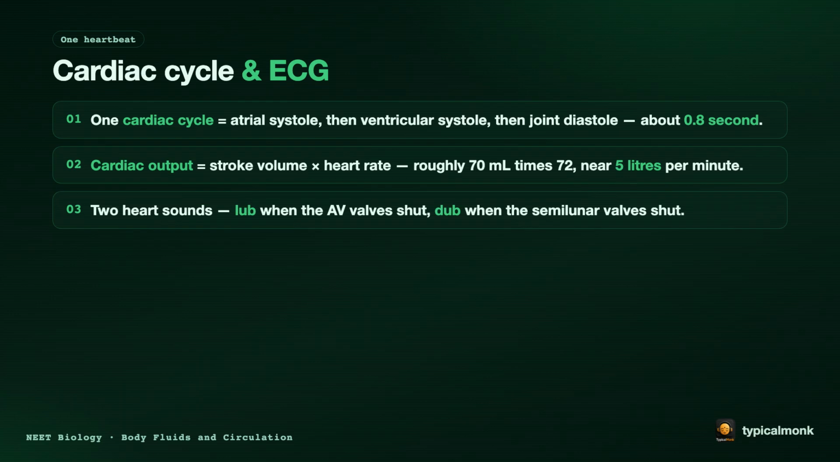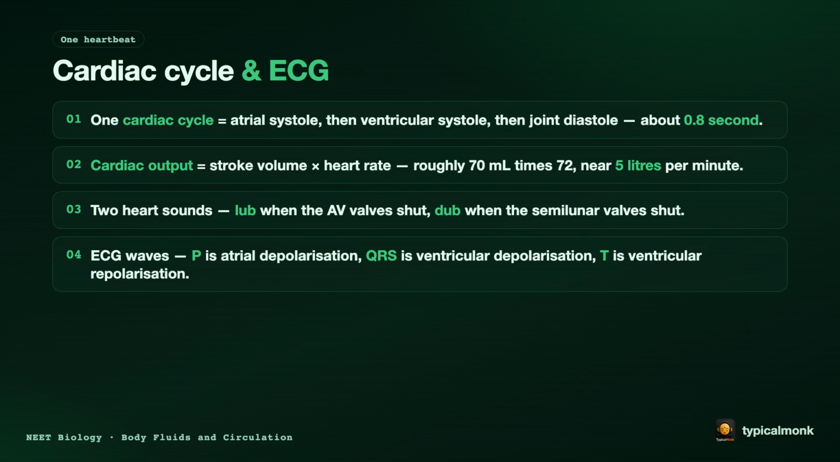2 heart sounds, lub when the AV valves shut and dub when the semilunar valves shut. The ECG waves, P is atrial depolarization, QRS is ventricular depolarization, and T is ventricular repolarization.